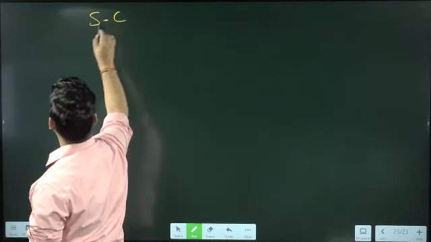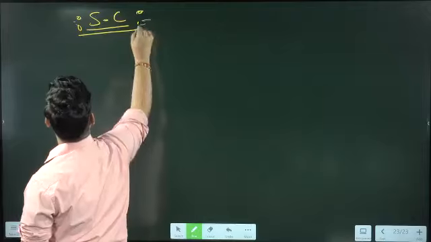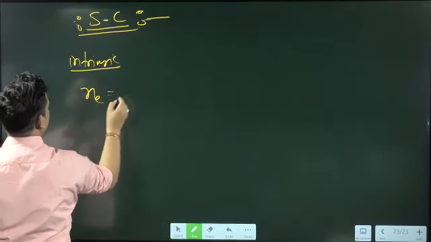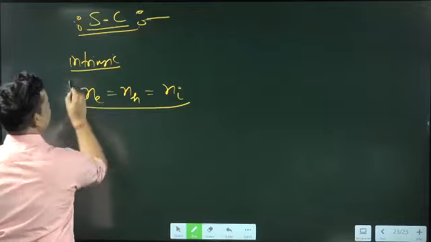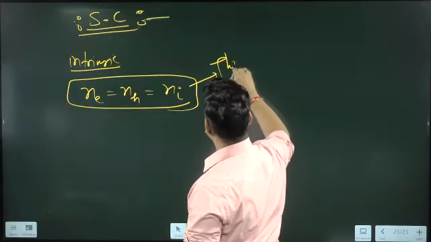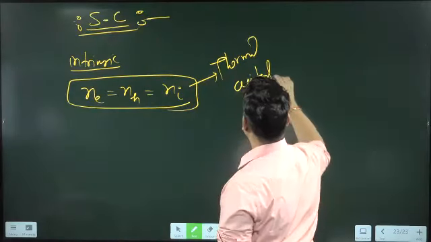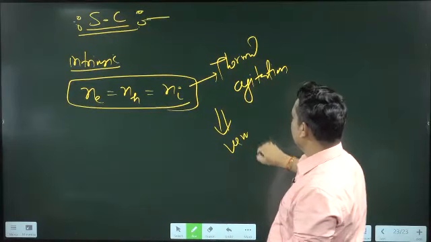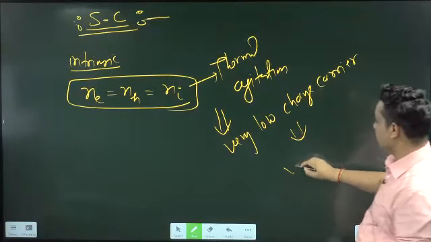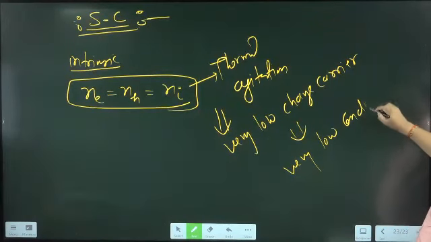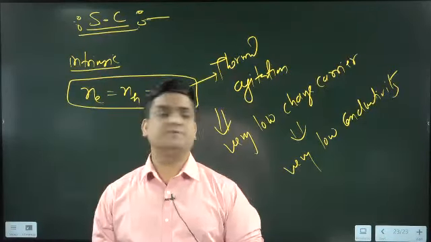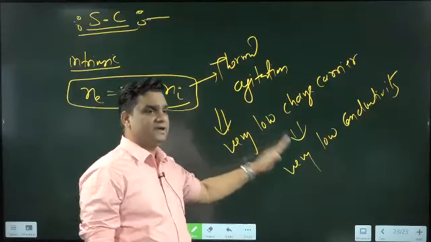Now we have semiconductors. In semiconductors, the first thing you have to remember is the intrinsic semiconductor. In an intrinsic semiconductor, the number of electrons and number of holes are the same, and this is known as the intrinsic concentration. These are generated because of thermal agitation, meaning because of temperature. There are very few charge carriers, so they have very low conductivity. Here they will have some conductivity, but ultimately it is very, very less.